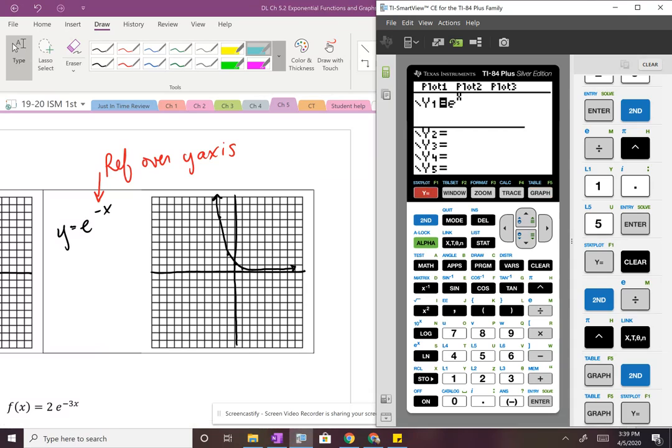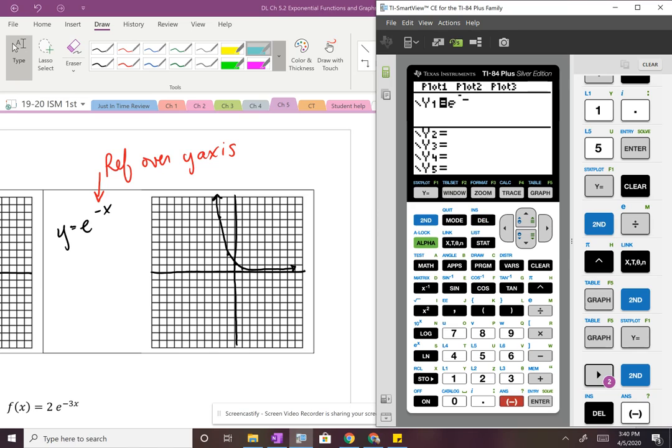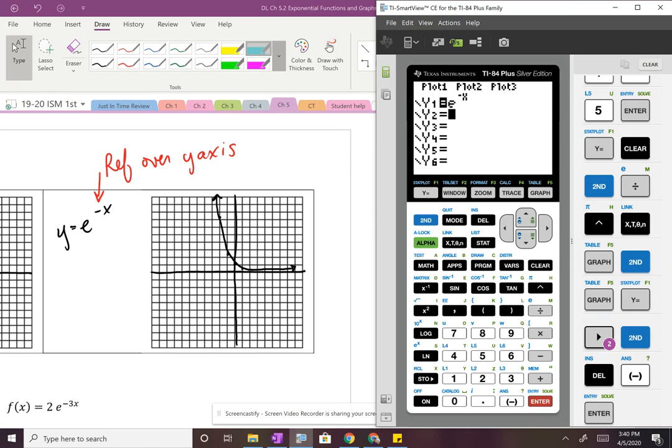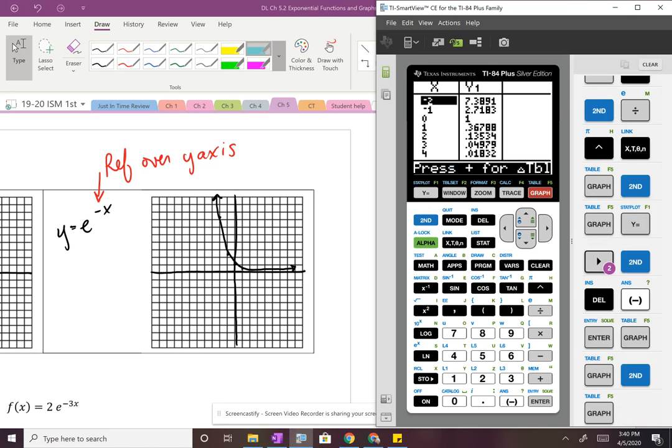And if you want to see it in y equals, I'm going to press second, insert a negative here. And that matches our graph. You can look at the table and get some ordered pairs if you would like to. Just like that.